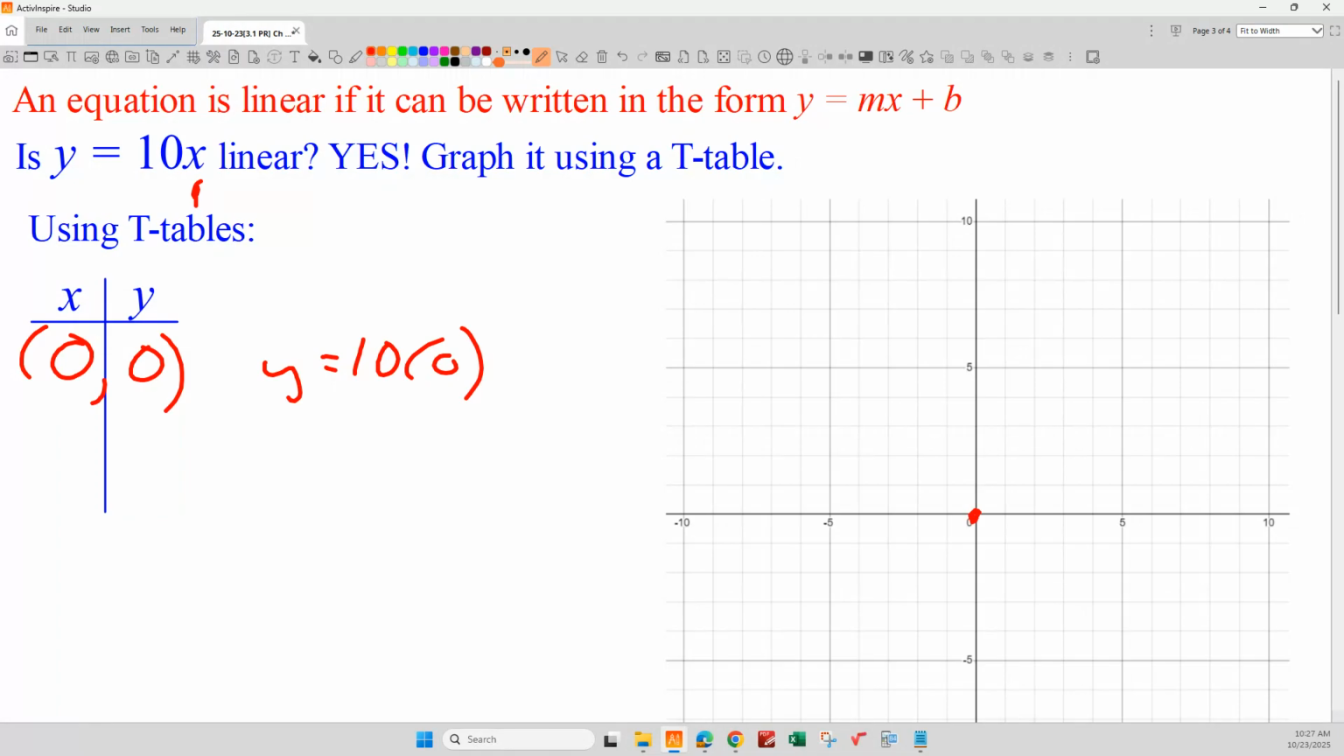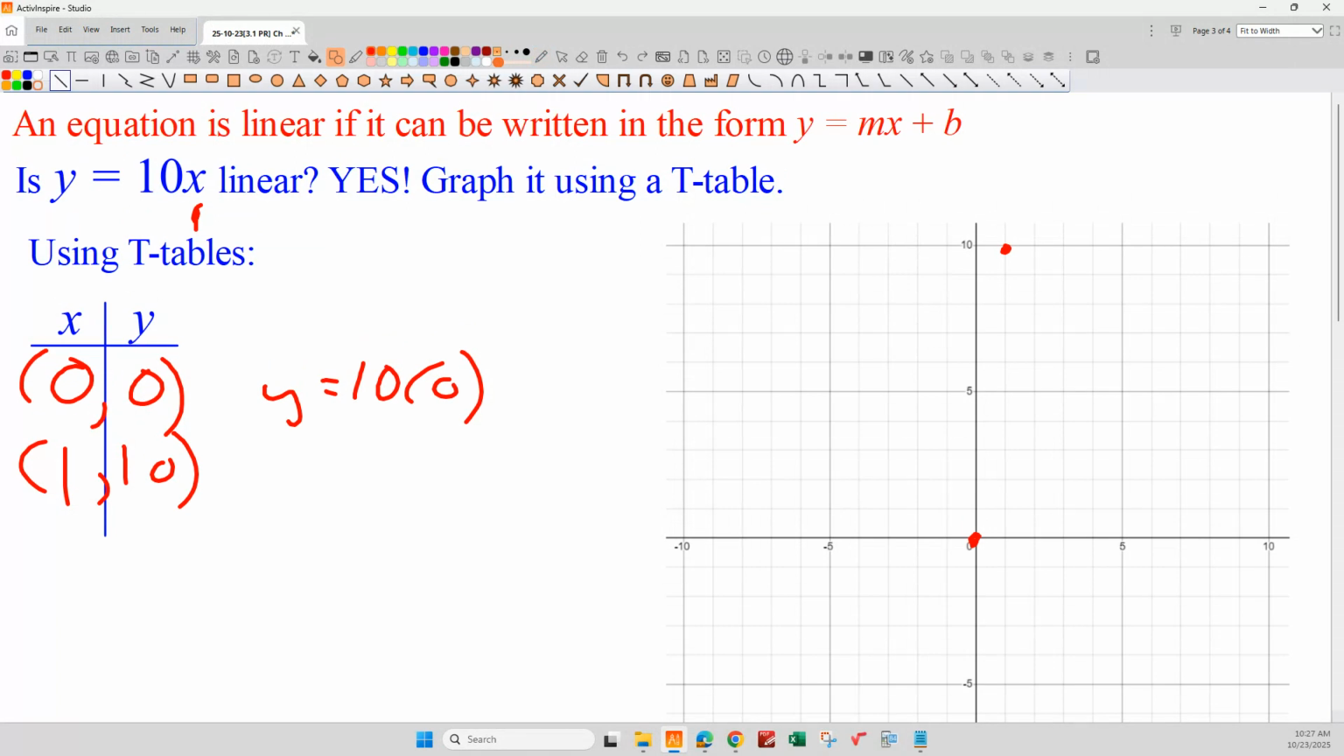I need one more, right? You guys have done this. So all I'd have to do is plug in another x value, like, for example, 1. If I plug 1 in for x, what do I get for y, everybody? 10. So I get the point (1, 10). So over 1 and up 10. And there's my 2 points. And then I would just, well, that's a terrible line, isn't it? Then I would just connect and extend. I'm going to cheat. This is a lot better. What if I do this?